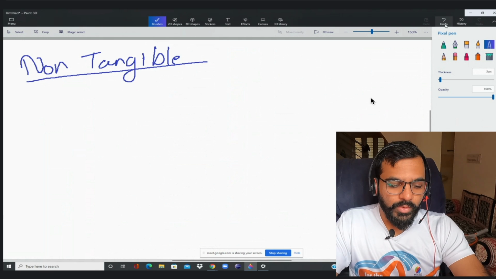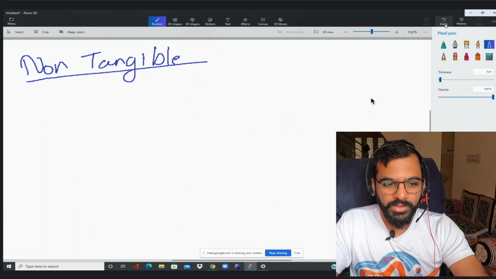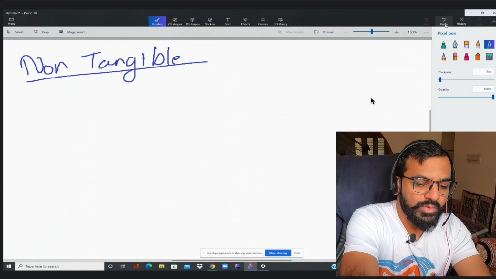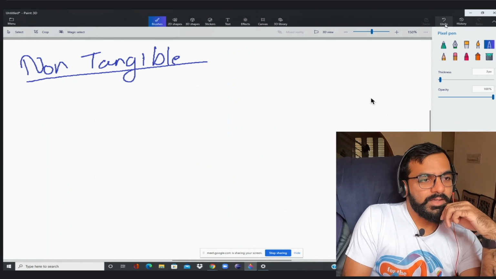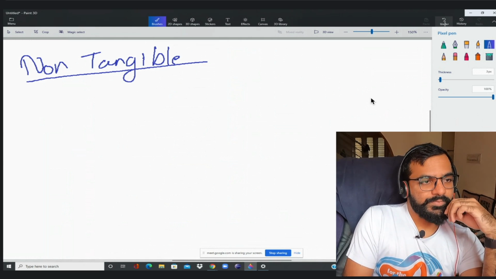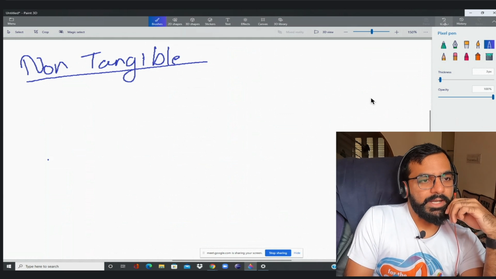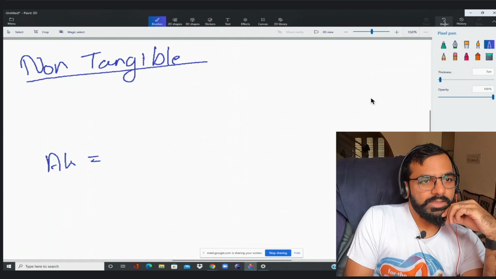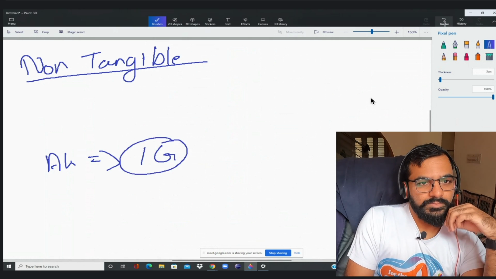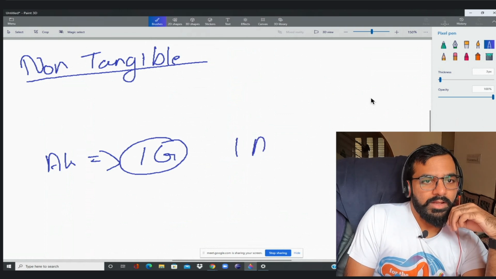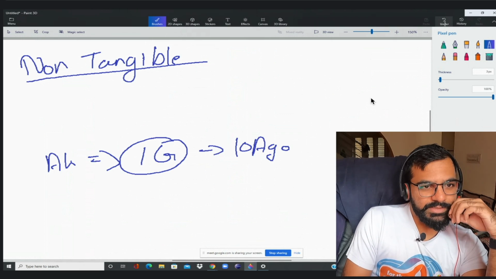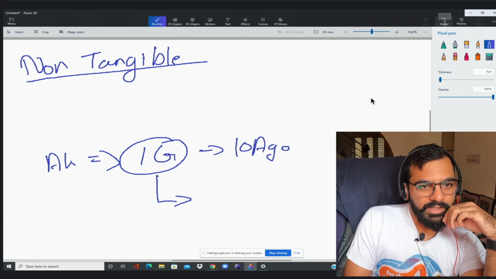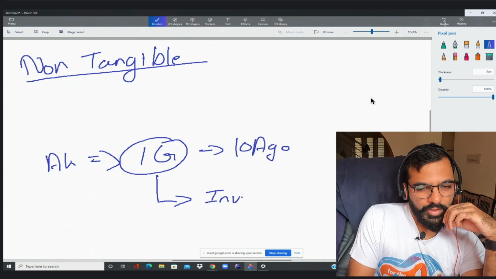This is how the balance sheet works on the land. For example, you have a company, and you have owned the land for 1 CR, 10 years ago. Now you will see this 1 CR as an investment for your asset, correct?